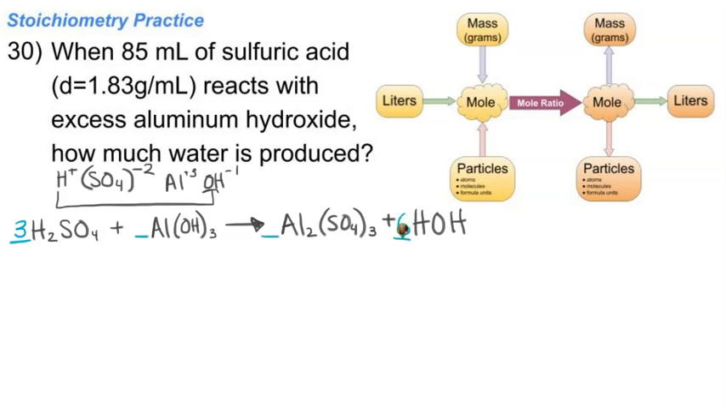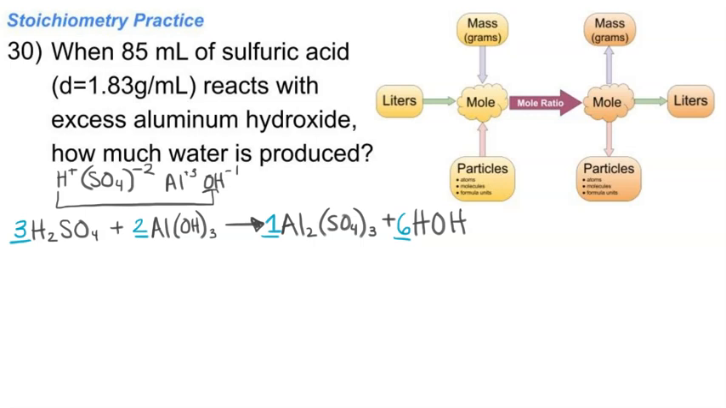That also ends up with me having 6 hydroxides, so I need to correct that on my product side by putting a 2 in front of aluminum hydroxide. And now I have 2 aluminums, but I already have 2 aluminums on my product side, so I'm just going to fill in a 1 to remind myself that this is fully balanced. Now that I have a fully balanced equation, I can actually start to look at my stoichiometry here.